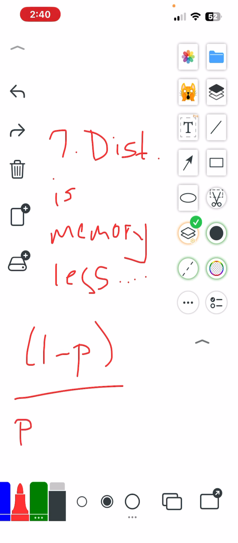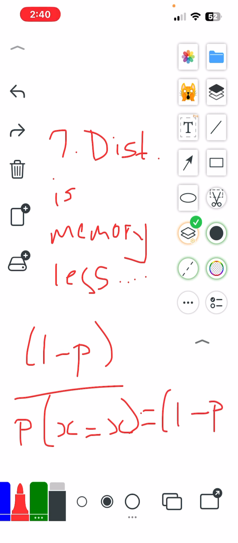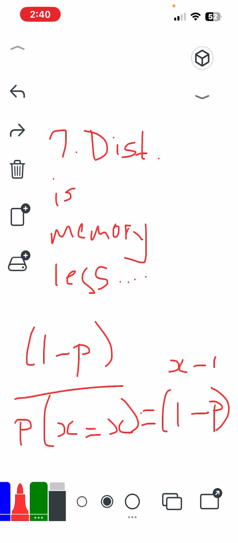Given this assumption, your equation will look something like this. P of X equals X equals 1 minus P, all raised to X minus 1, times P. So what does it mean? This basically means that, first of all, you will need to repeat the experiment a certain number of times for you to achieve success.